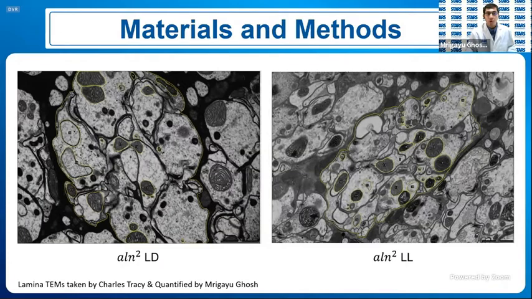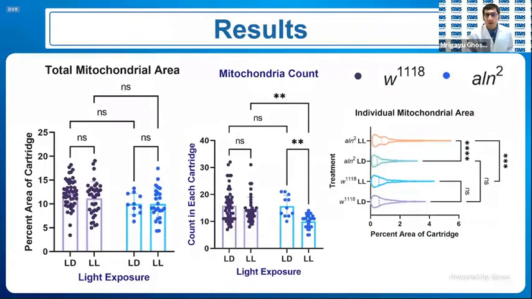So now we have results, and we see that in these separated scatter bar graphs here, there's not much going on in the total mitochondrial area. They're pretty much the same when we compare them. But when we go to mitochondrial count, not much difference between LD and LL in the wild type. But there's a significant drop for the all-nighter mutants, suggesting that the all-nighter gene is likely needed to maintain mitochondrial count in response to stress.